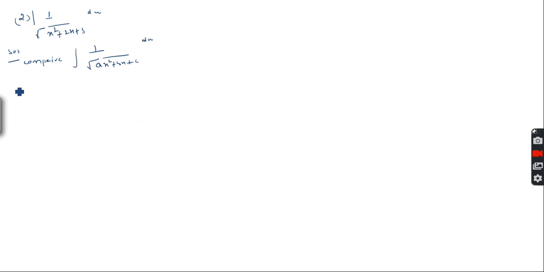So for that, what is the first step? The first step is, in ax square plus bx plus c, take the coefficient of x square as a common factor. Here the coefficient of x square is equal to 1, which means we do not need to take 1 as a common factor.